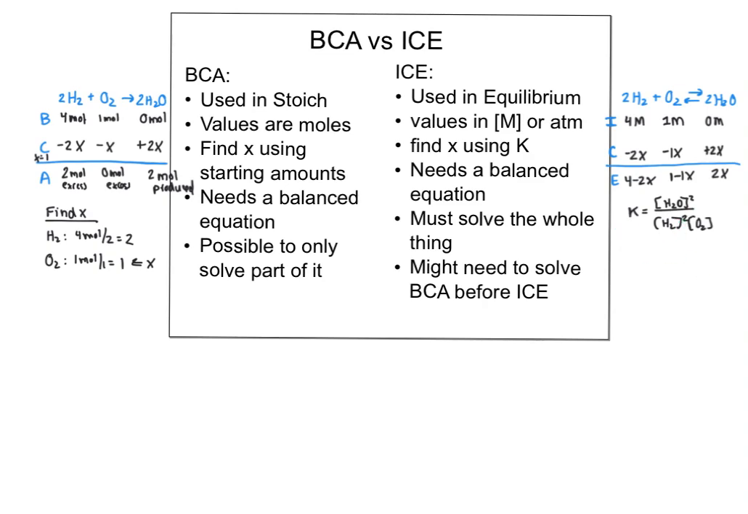Or they will give you another piece of information. It is possible that you might need to do stoich and then ICE, right, if we need to find a certain number of moles divided by total liters. But the idea holds true that you only put molarity or moles.